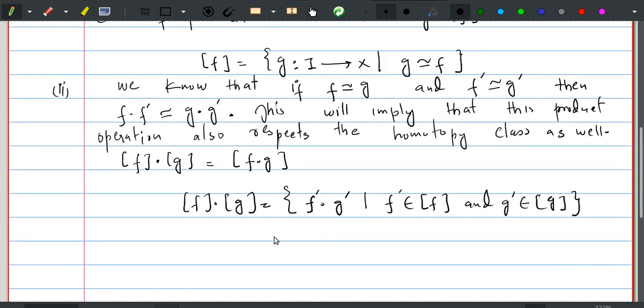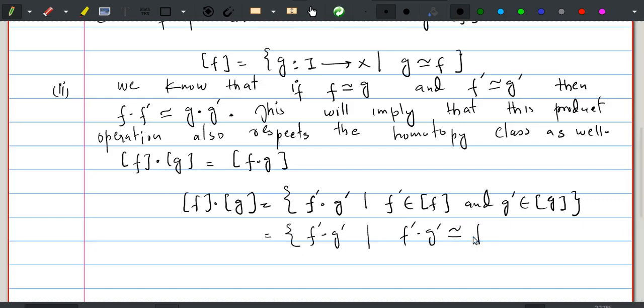That means it consists of all those paths, this F prime, G prime, such that F prime dot G prime is homotopic to F dot G. So this is the same as the homotopy class of F prime dot G prime.